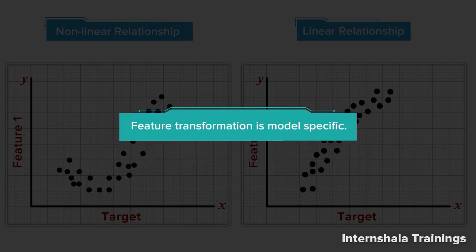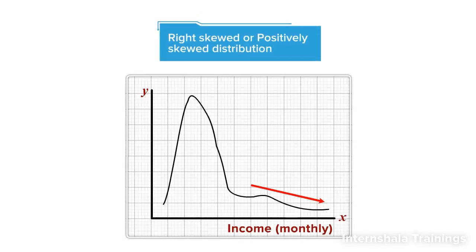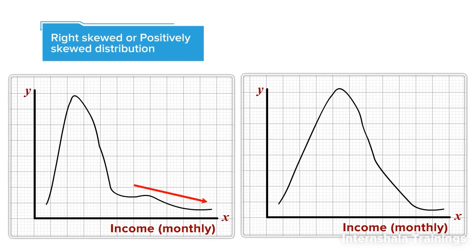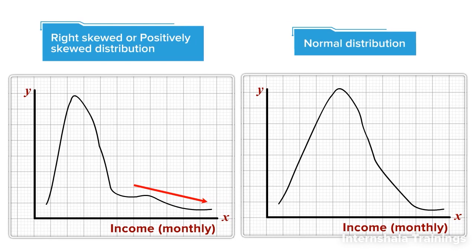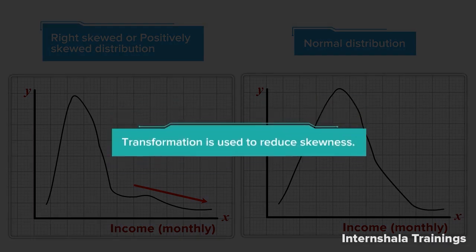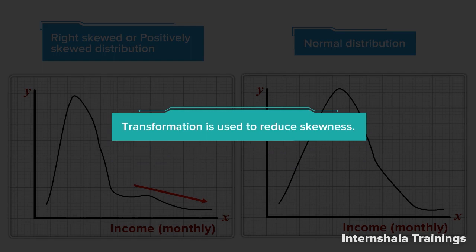Let's look at another case where feature transformation will help us model better. For instance, the plot shown on the screen represents a right-skewed or positively skewed distribution. This may be due to the presence of some outliers in the data. Now, we know that in linear regression, having normal distribution is preferred over skewed distribution, as it is easier to model the relationships. Also, some modeling techniques perform well when we have a normal distribution of variables. So, whenever we have a skewed distribution, we can use transformations which reduce skewness.